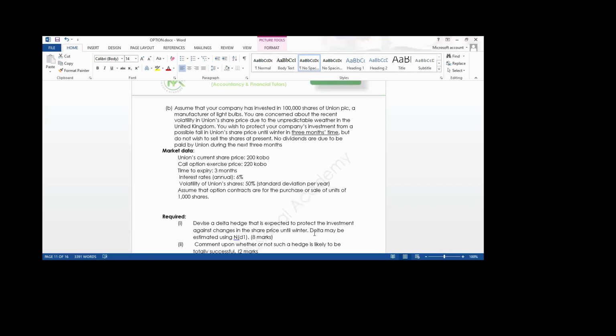Now let me explain briefly. What the examiner is asking you is, how many call options are we going to buy or sell? If you have to protect our investments against fluctuation, our investment, we have 100,000 shares in a company called Union PSC. The current share price is 200 kobo. We now want to protect that investment against fluctuation in value. What the examiner wants you to calculate is, how many call options are we going to buy or sell in order to protect our investments in Union PSC against fluctuation in value?